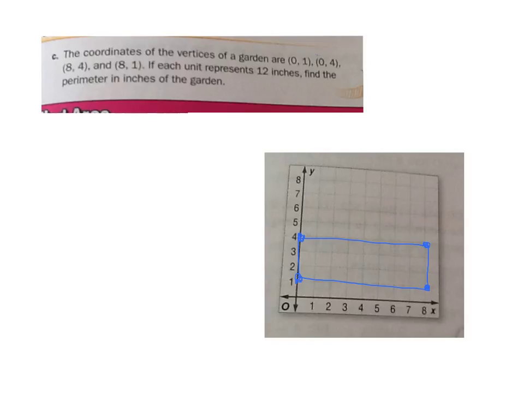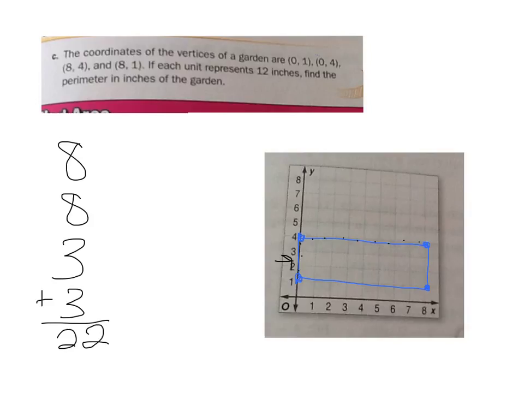So let's count our sides. There's 1, 2, 3, 4, 5, 6, 7, 8 units. And if there's 8 units on top, that means there's 8 units on the bottom. Then on the side, there's 1, 2, 3 units. So if there's 3 on this side, then there's 3 on the other side. When I add all those up, I get 22. 8 plus 8 is 16, plus 3 is 19, plus 3 is 22.